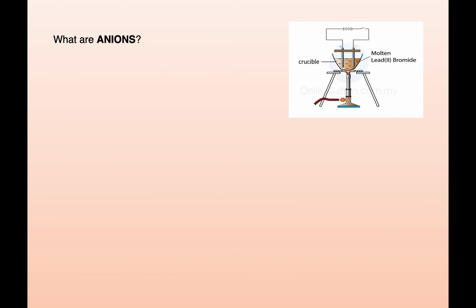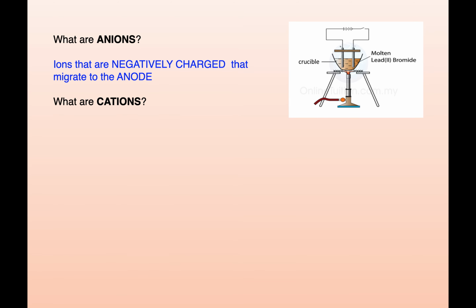Okay, let's continue with this. Just a few more definitions. Anions are negatively charged ions and they go to the anode. So anions go to the anode. In this case, the anions were the bromide ions, weren't they? Cations, well, it's the opposite, isn't it? They're positively charged and they go to the cathode. In this case, they were the lead ions, weren't they? The lead ions were the cations.